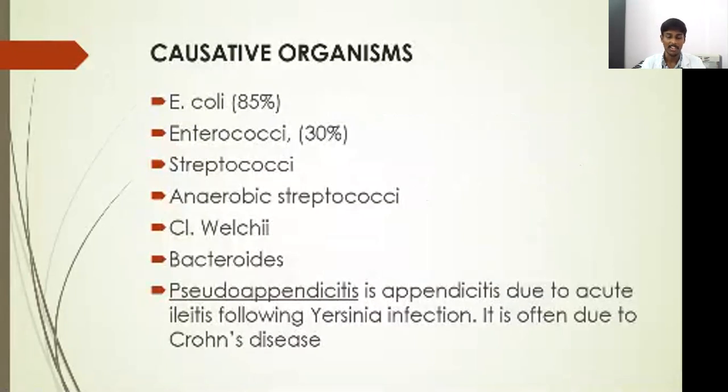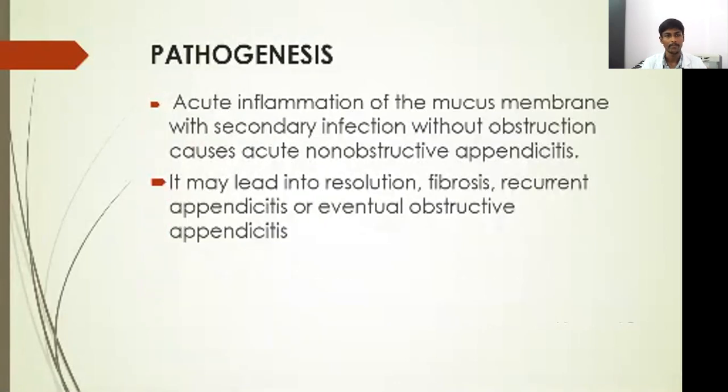The commonest organisms causing appendicitis are listed below. E. coli accounts for about 85% of appendicitis patients, enterococci about 30%, and streptococci, anaerobic streptococci, Clostridium welchii, bacteroides or other species also cause appendicitis. The term pseudoappendicitis is prevalent, which is appendicitis due to acute ileitis following Yersinia infection. It is often due to Crohn's disease.